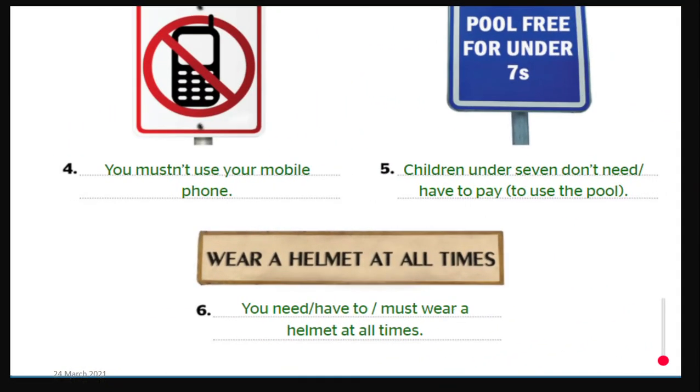Continue with number 4. Notice the sign here. That means you mustn't. Excellent. Use your phone. That means you mustn't use your mobile phone. Free for children under 7. Children under 7 don't need or don't have to pay to use the phone. It's free for them. Wear a helmet at all times. You need, you have to, or I can also use you must wear a helmet at all times to reflect obligation. Excellent.